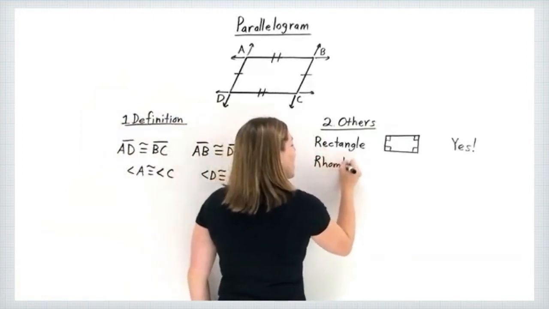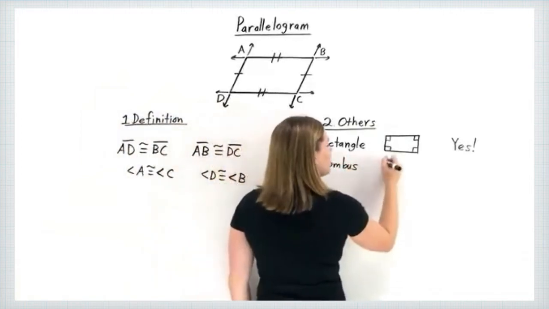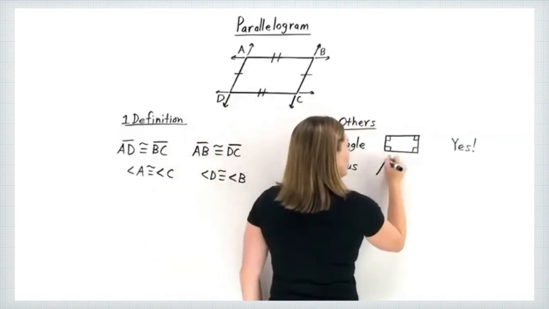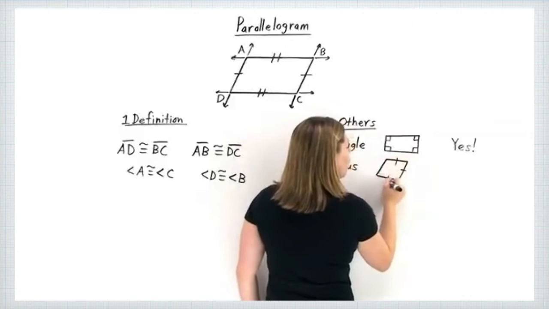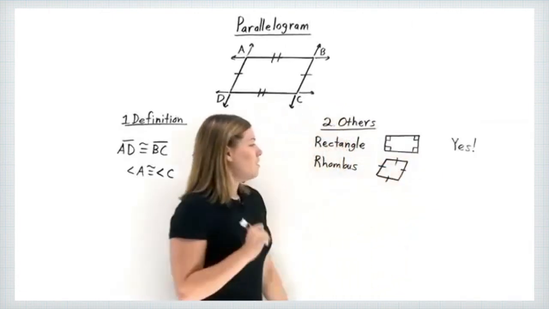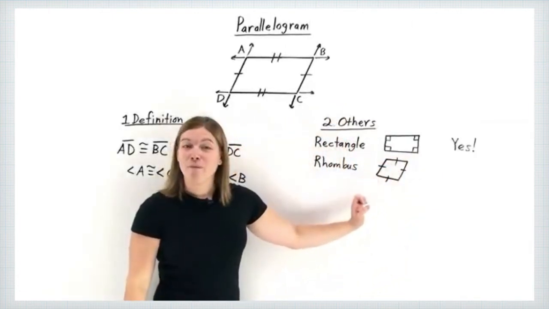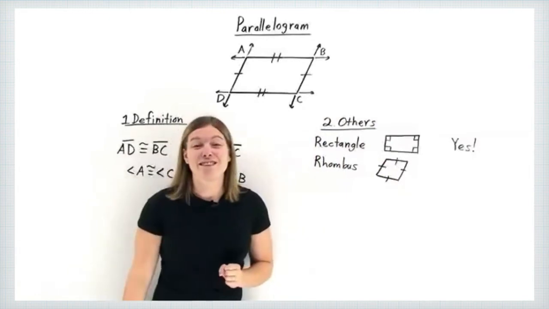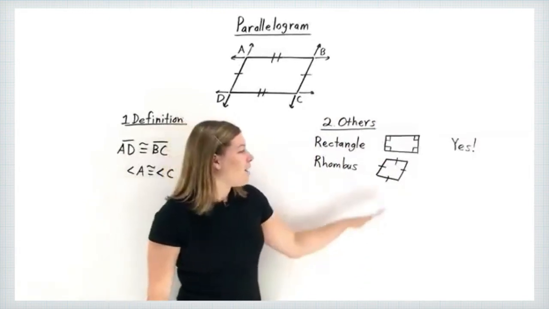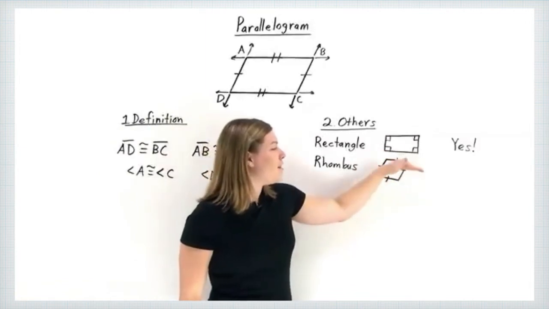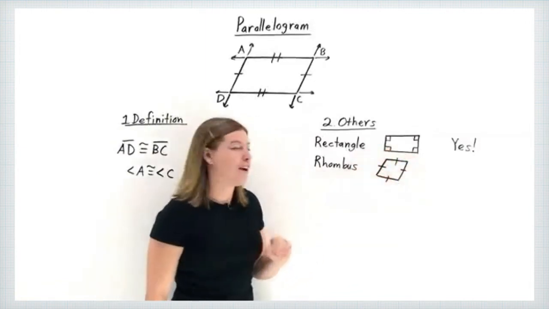Now let's take a look at a rhombus. A rhombus is another four-sided figure. In this four-sided figure, all four sides are congruent. So, all sides are the same length. Since all sides are the same length, we know that opposite sides are congruent. And if we take a close look, we can see that the opposite sides are also parallel.